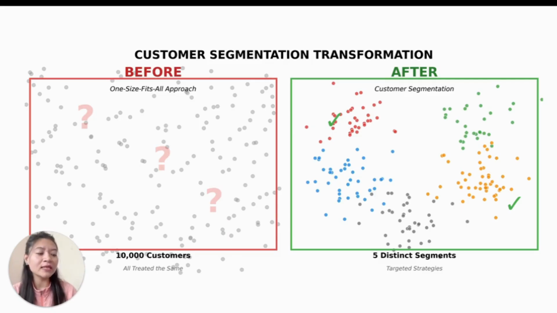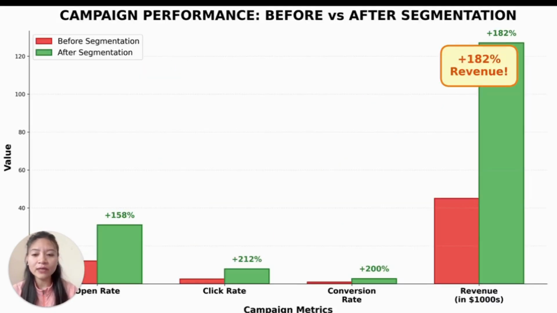A friend of mine was sending the same promotional email to every single customer on their list. Their open rate was 12%. We used cluster analysis to segment customers and sent targeted messages to each group. The result: open rates jumped to 158% and revenue from that campaign increased by 182%. Customer segmentation isn't just a theory, it's one of the most powerful tools in marketing analytics, and the best part is it's not as complicated as you think.